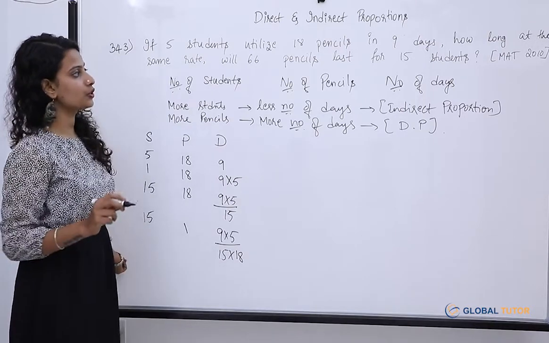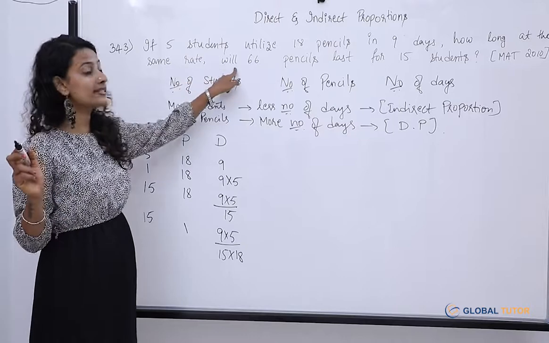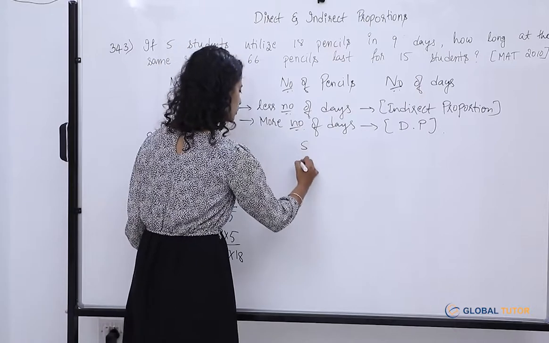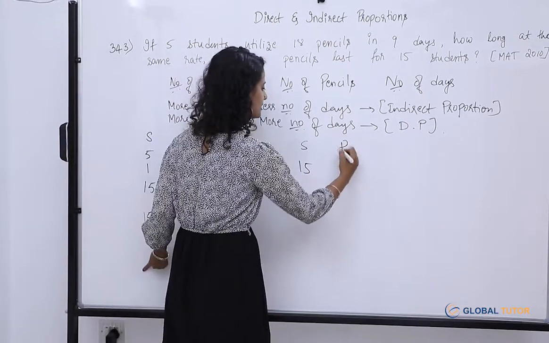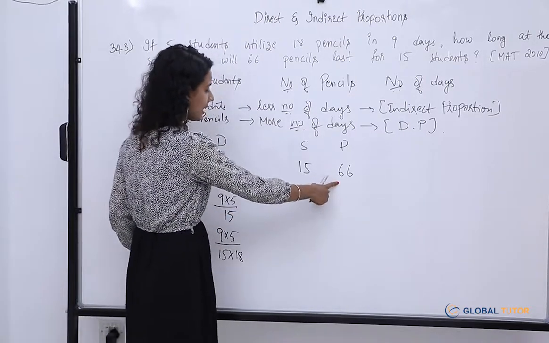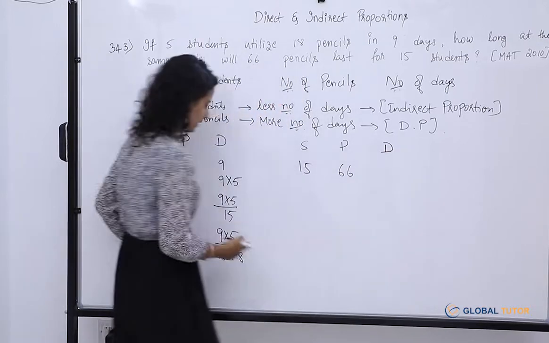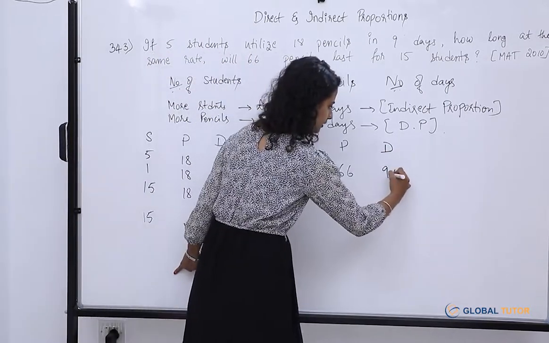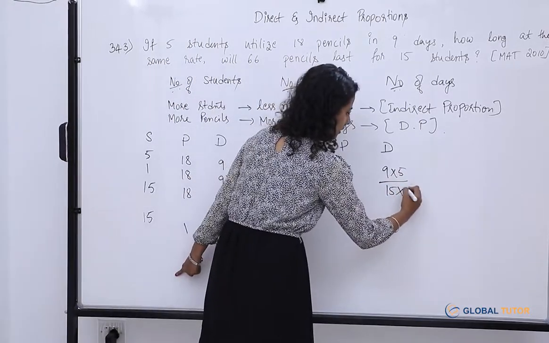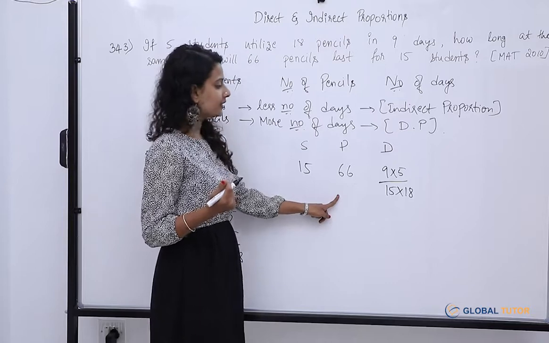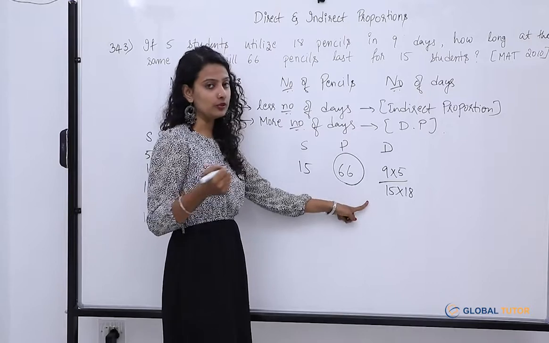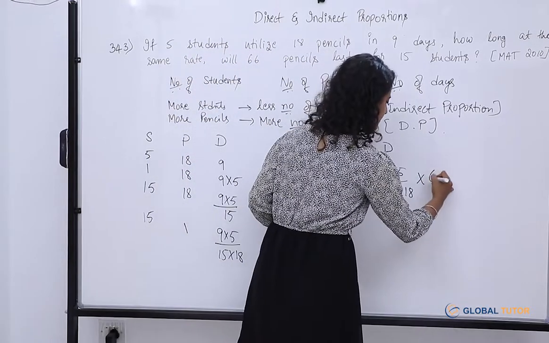Now we got to know, in case we have 1 pencil and 15 students, how we get the answer. But what is asked in the question? How long at the same rate will 66 pencils last for 15 students? So, the number of students is 15, then number of pencils is 66. Here we had just 1, now we have 66. And then the number of days will become 9 into 5 in the numerator divided by 15 into 18. Since we increased the number of pencils here to 66, we have to increase the number of days also. So, we will multiply this by 66.